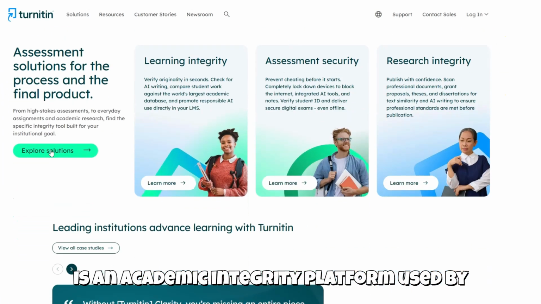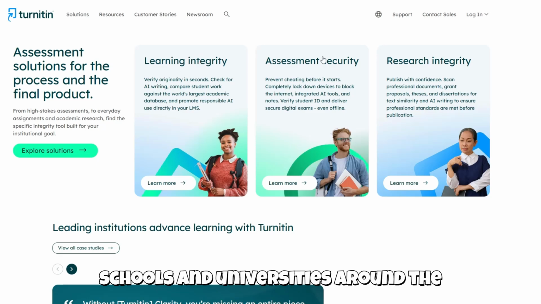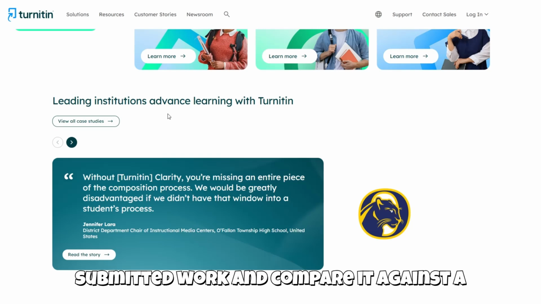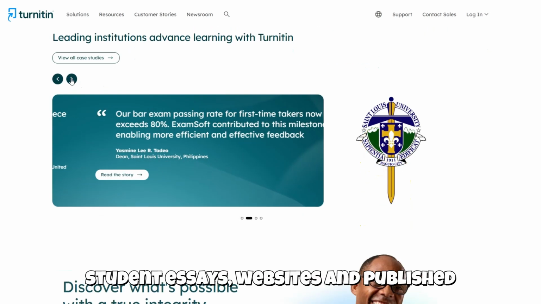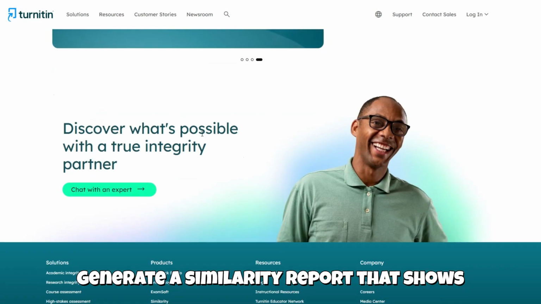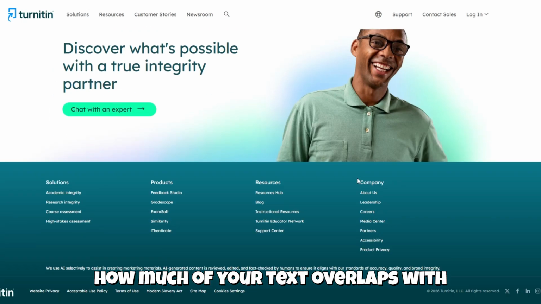Turnitin is an academic integrity platform used by schools and universities around the world, and its main job is to scan your submitted work and compare it against a massive database of academic papers, student essays, websites, and published research to find matching content and generate a similarity report that shows how much of your text overlaps with existing sources.